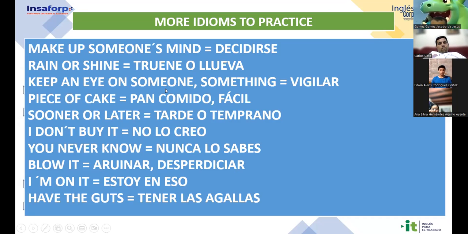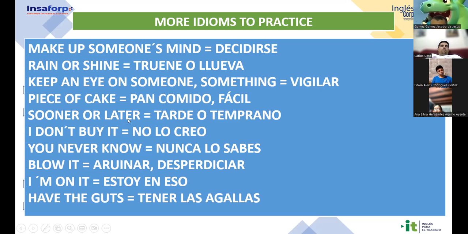Keep an eye on my friend. Or you can say something, for example, keep an eye on the computer. Keep an eye on the machine. Okay, but it's vigilar, right? Piece of cake, when something is very easy. Very easy, you say, it's a piece of cake.